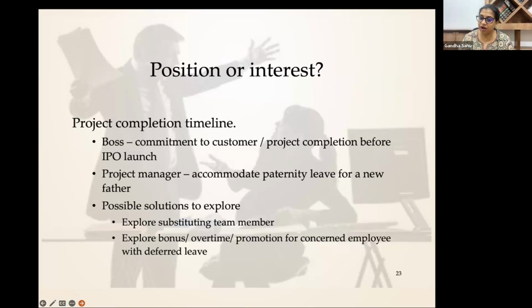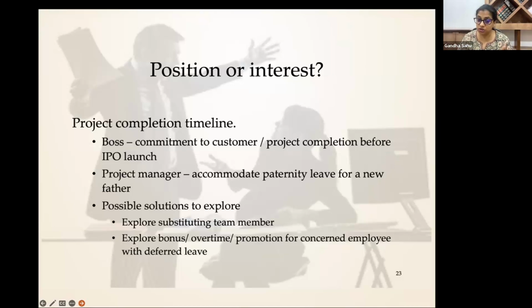But if you explore why, and the employee also understands from the boss why he is looking at that kind of a timeline, there'll be understanding that will be built. There'll be a way where you can find a solution. Both of them will find a solution because both of them will understand the problem.